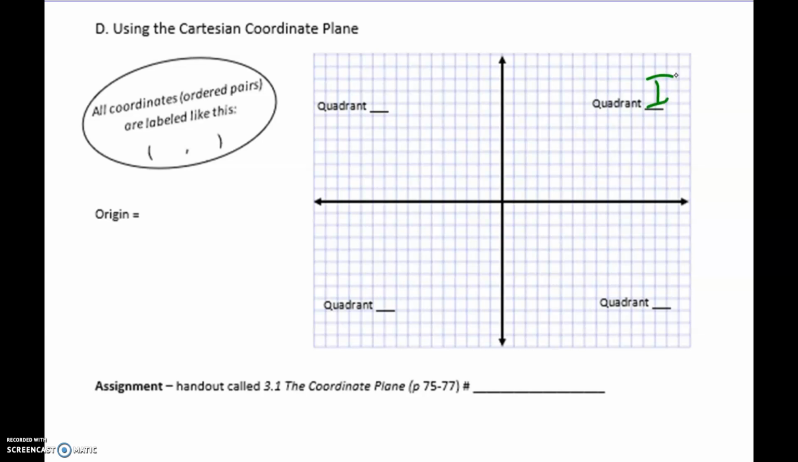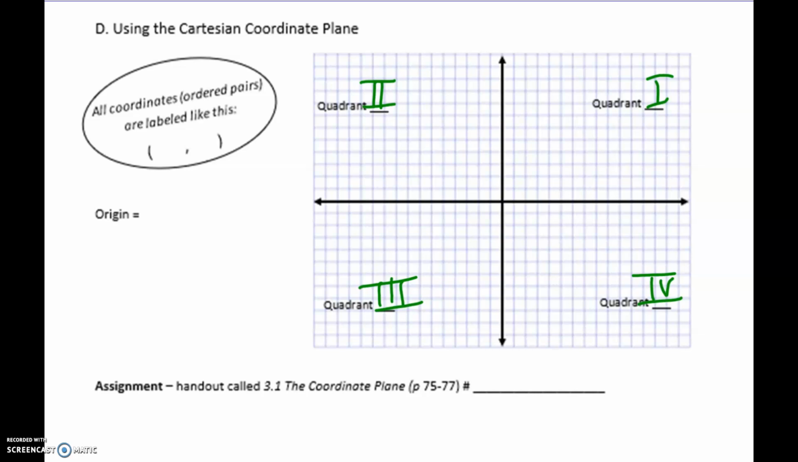We need to remember about the Cartesian coordinate plane, quadrant 1. That's where both the x and the y are positive. Quadrant 2, quadrant 3, quadrant 4. When we talk about quadrants, it's just standard form to use Roman numerals. So we denote them like that.